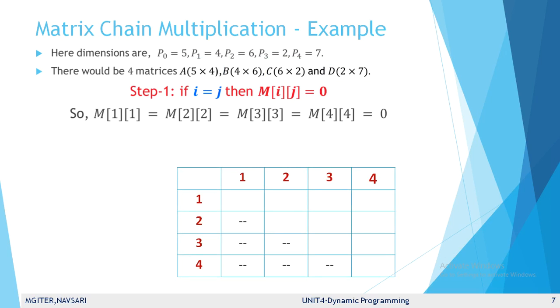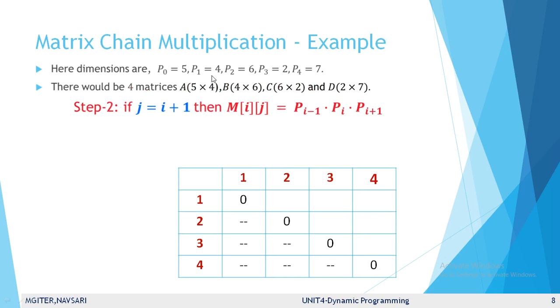Now first of all we generate the table. Step 1: if i equals j, then M of ij is equal to 0. Means M of 1 1 is equal to 0, M of 2 2 is equal to 0, M of 3 3 is equal to 0 and M of 4 4 is equal to 0. Means make the diagonal 0. So we put 0 here. Now the second step: if j is equal to i plus 1, then M of ij is equal to P of i minus 1 into P of i into P of i plus 1.